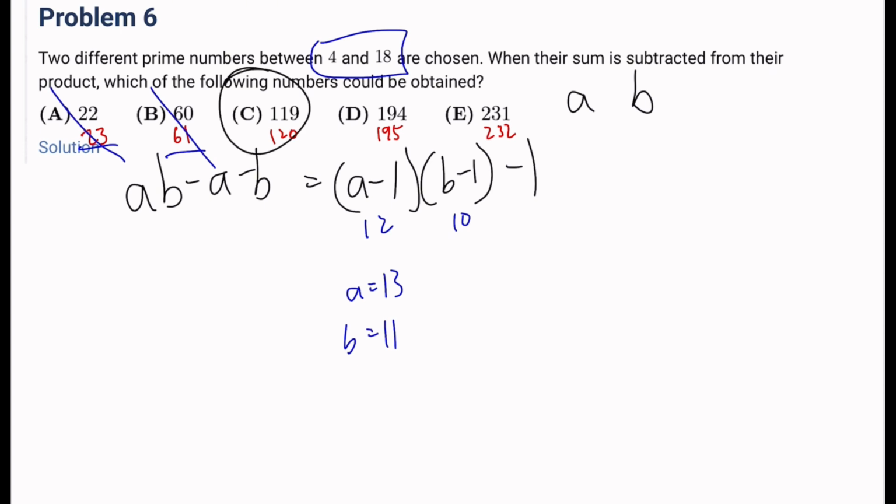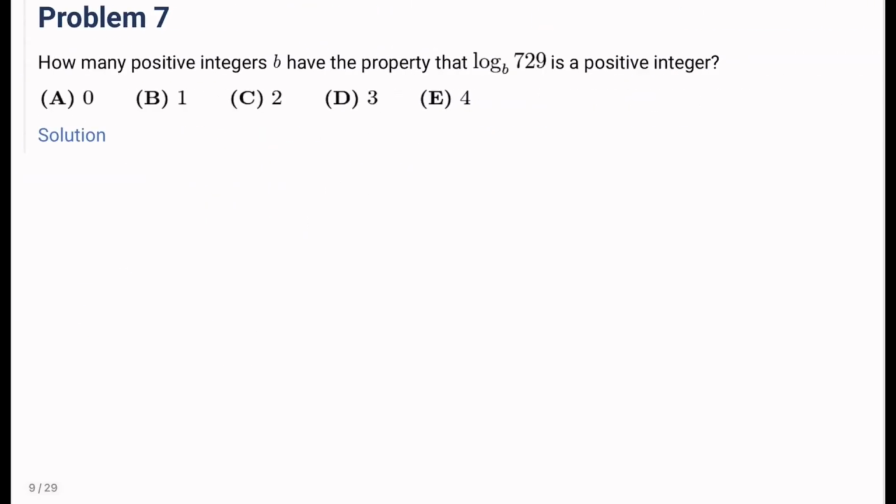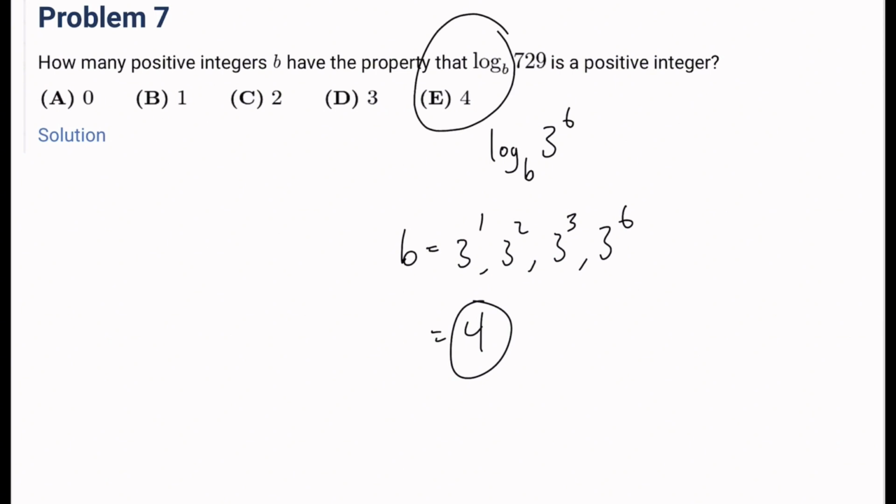It's C. Number 7: how many positive integers b have the property that log base b of 729 is a positive integer? Okay, so log base b of 729. This is 81 times 9, which is 3 to the 6th power, right? And so b can be 3 to the first power, or 3 to the second power, 3 to the third power, or 3 to the 6th power. So this is 4. So the answer is E.